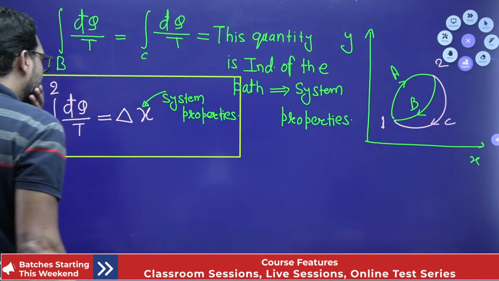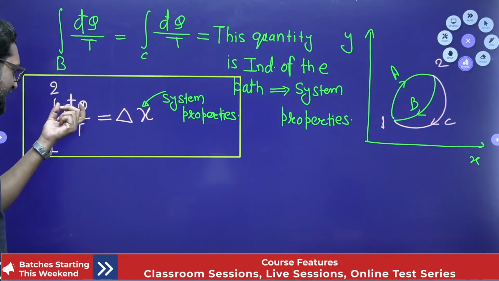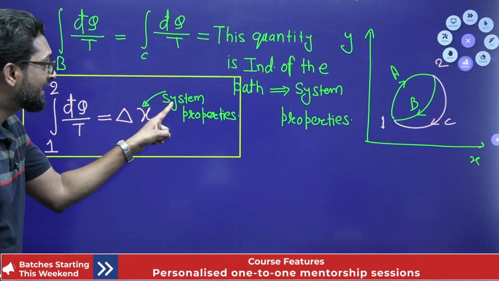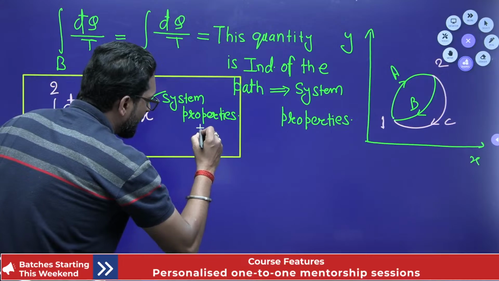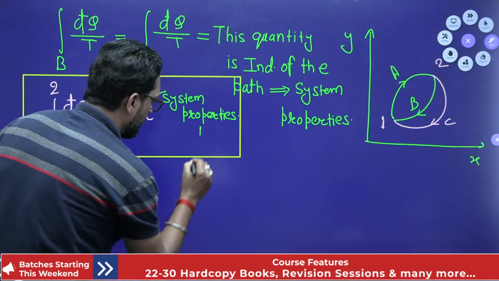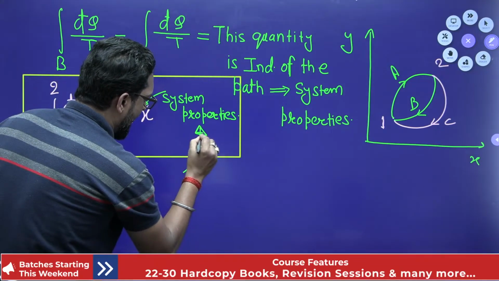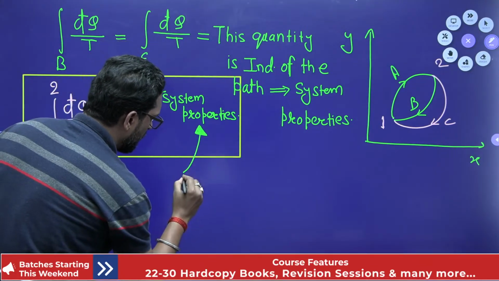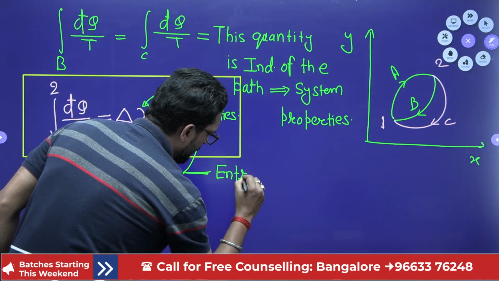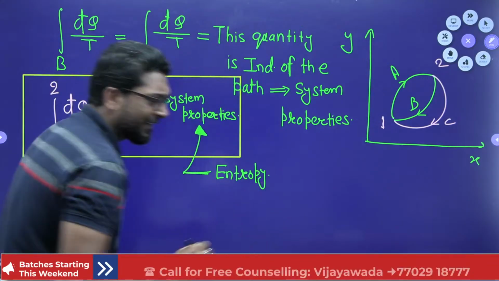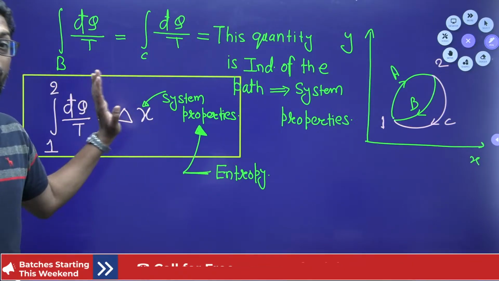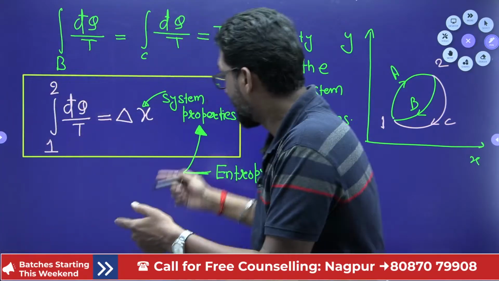So, if this quantity dq by t for the path is equal to delta x, that is the system property, and that property is called entropy. See, my dear, up to that I am not giving the entropy definition. I am only giving how to find the entropy change. It is not the definition of entropy.